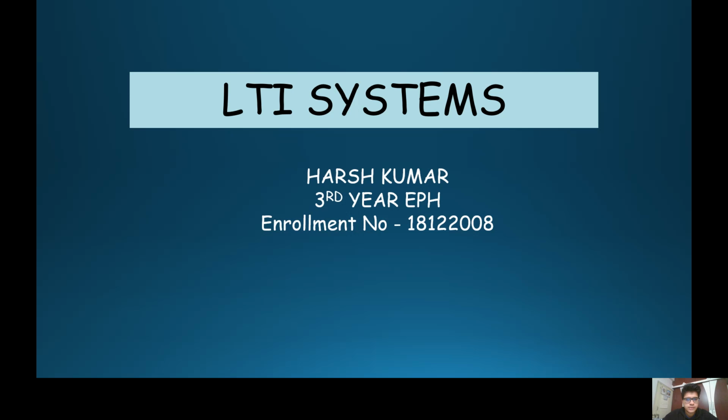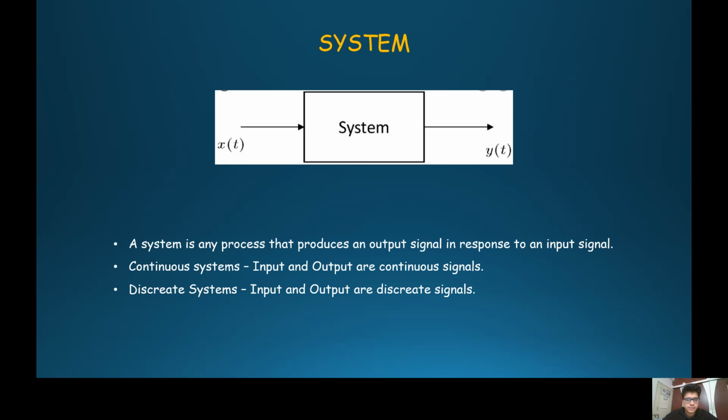To start with, let's first understand what is a system. A system is basically a function that takes in an input signal and gives an output signal depending upon the type of the system. Broadly, we have two types of system, which are continuous systems and discrete systems. In continuous systems, the input and output both are continuous signals, whereas in discrete systems, the input and output both are discrete signals.